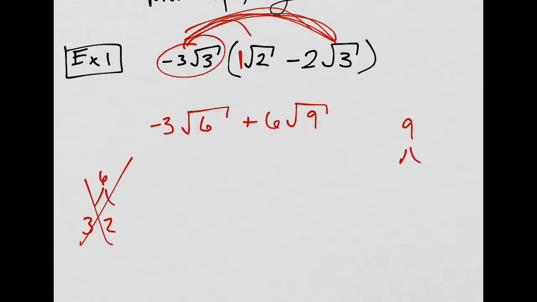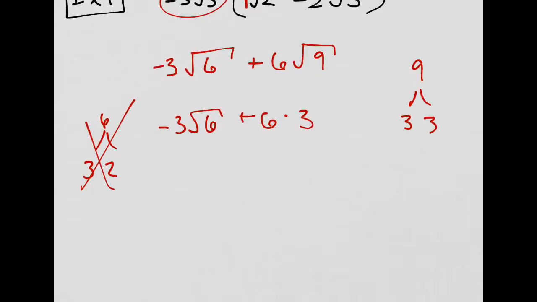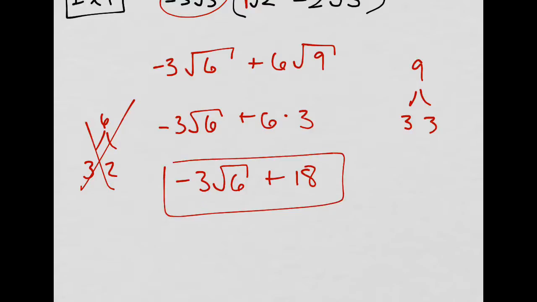What about 9? I can break that into 3 and 3. Actually, the square root of 9 is just 3. So I have negative 3 root 6 plus 6 times 3, because square root of 9 is 3. So you have negative 3 square root of 6 plus 18. And that's it. That's all you got to do.